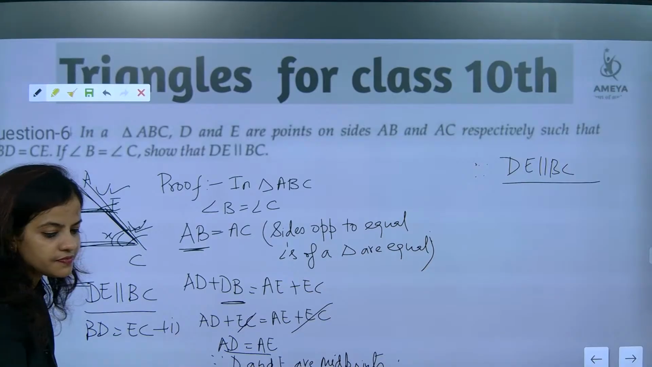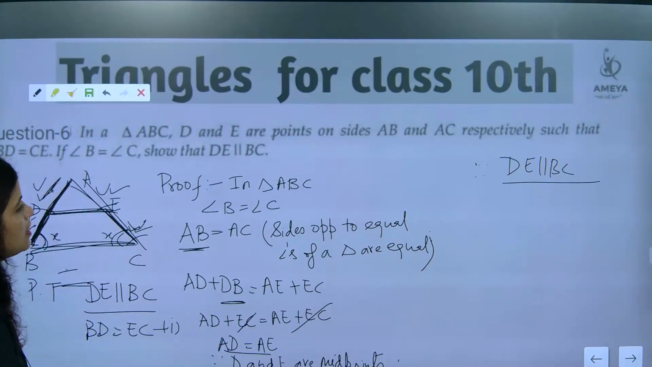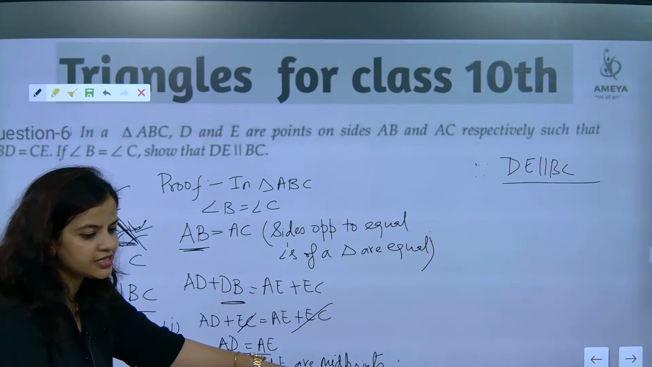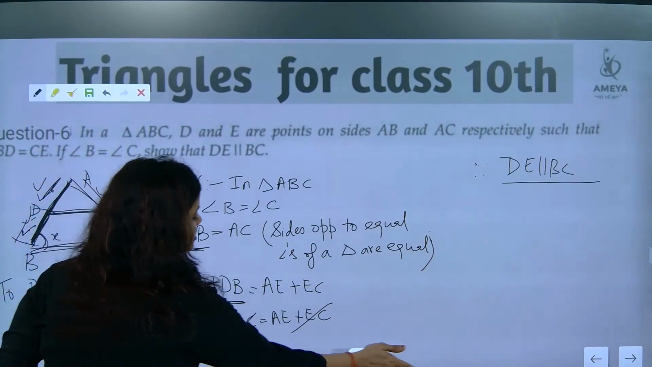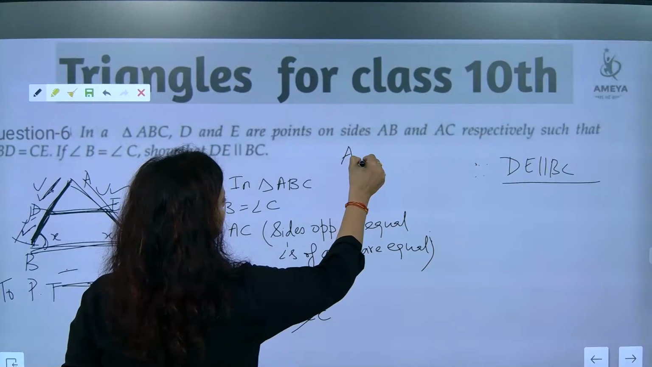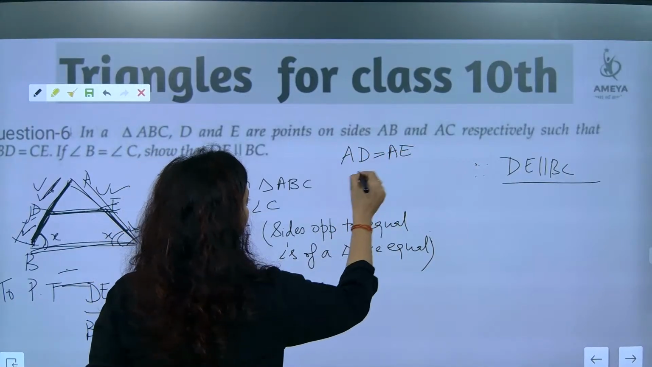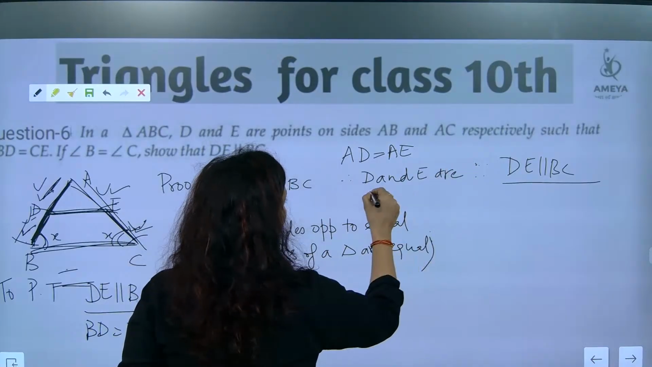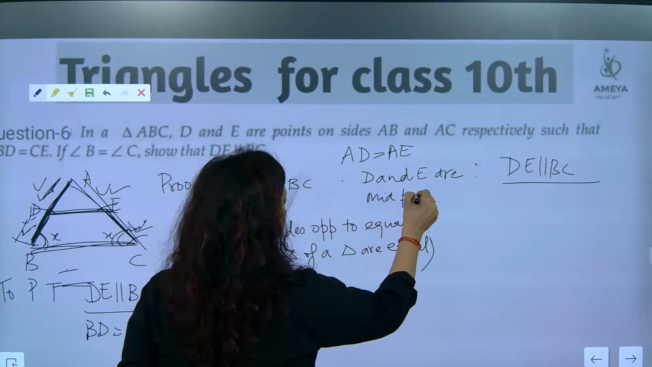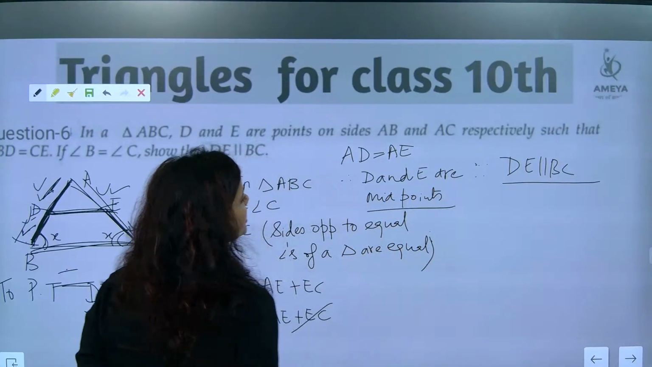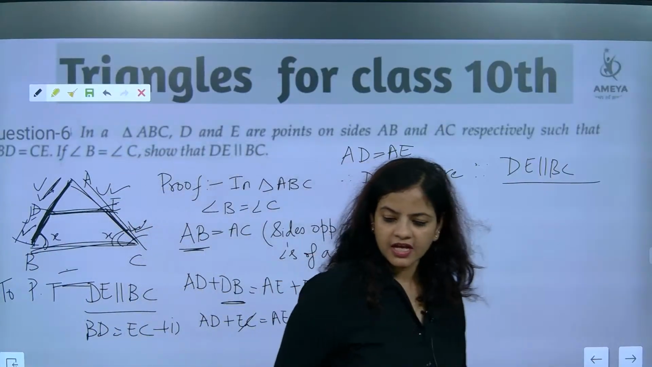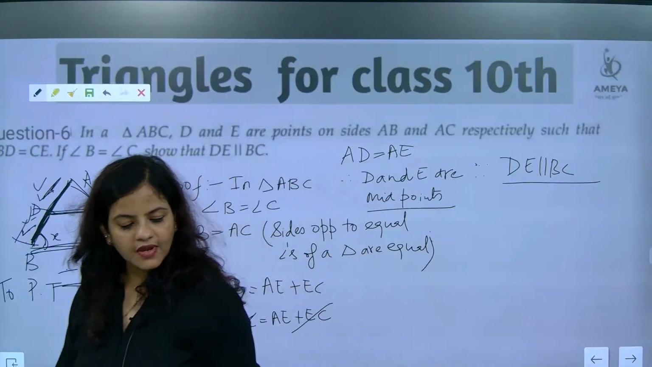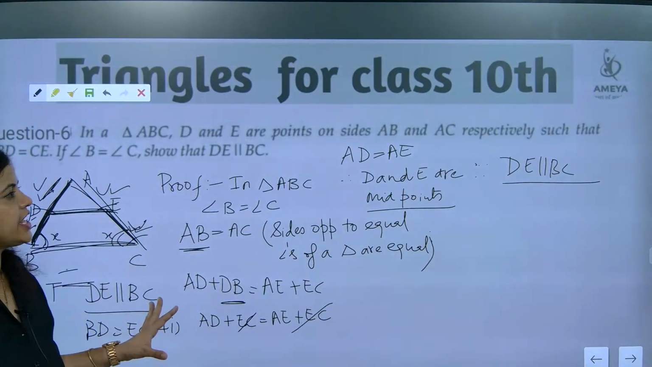Once this section is done, what can we write? D and E are the midpoints. I'm writing here AD is equal to AE. Therefore, D and E are midpoints. So if D and E are midpoints, beta, that means DE is parallel to BC. I hope you have understood. I hope you have got these things.